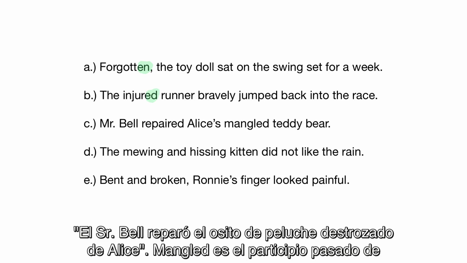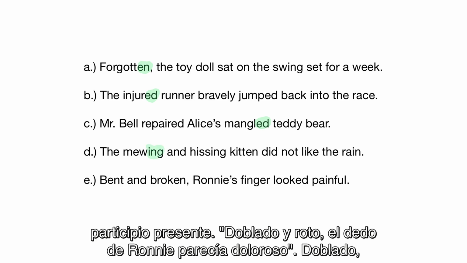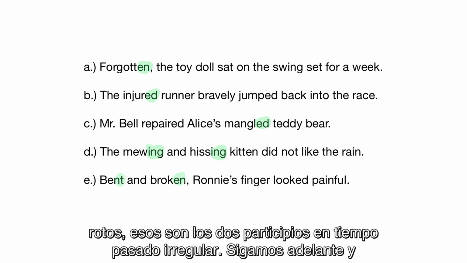Mr. Bell repaired Alice's mangled teddy bear. Mangled is the past participle to diagram. Letter D, the mewing and hissing kitten did not like the rain. We have two present participles. Bent and broken, Ronnie's finger looked painful. Bent, broken. Those are the two irregular past tense participles.